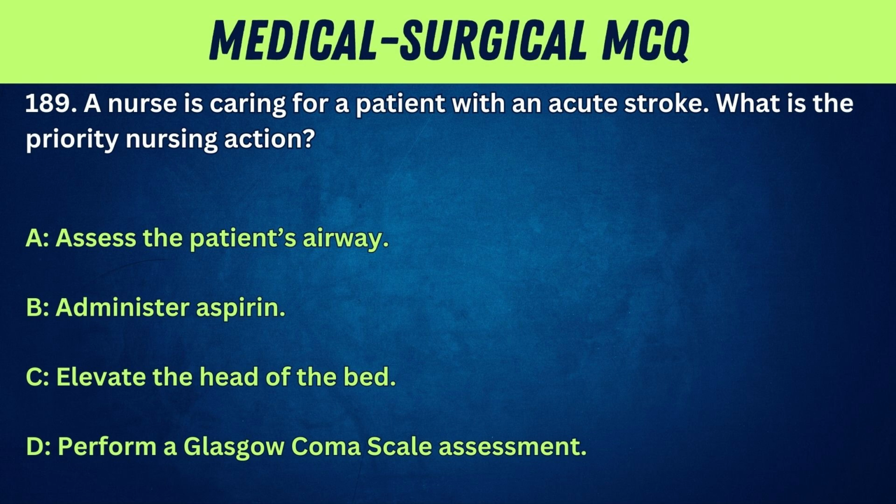189. A nurse is caring for a patient with an acute stroke. What is the priority nursing action? A. Assess the patient's airway. B. Administer aspirin. C. Elevate the head of the bed. D. Perform a Glasgow Coma Scale assessment.